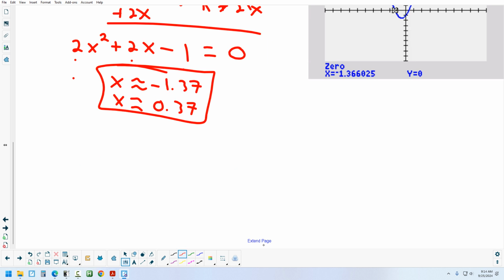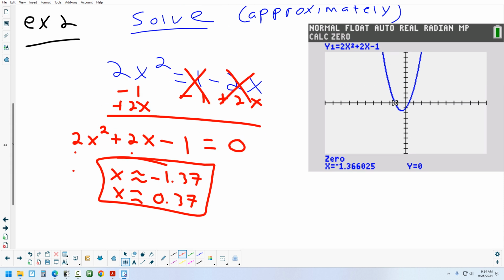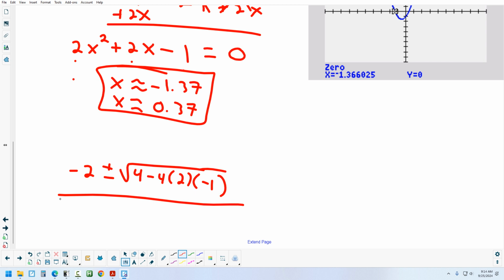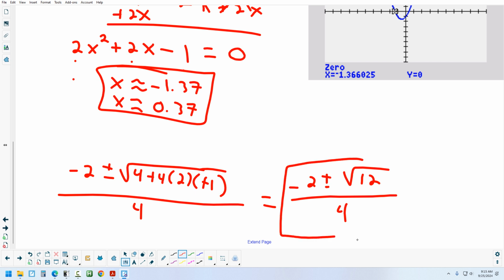Let me quickly go through the quadratic formula and show you the exact answer, because it's important to understand the difference between the two. So if I wanted the exact answer, it would be -2 plus or minus the square root of b squared minus 4ac all over 2a. And let me simplify that. So that's the square root of 4 times 2 is 8. 8 plus 4 is 12. It's not reduced, but that's the exact answer. That's exact. Again, I can reduce the square root of 12, but I just don't want to do that right now.